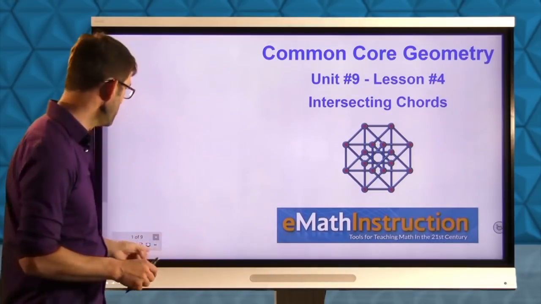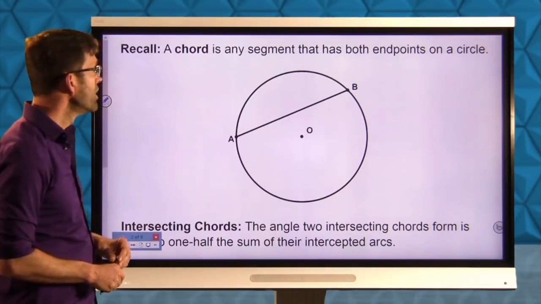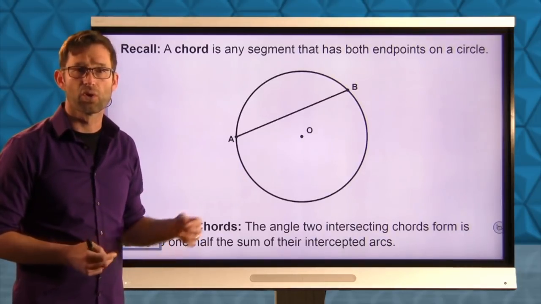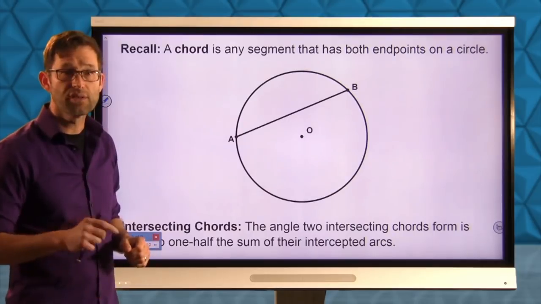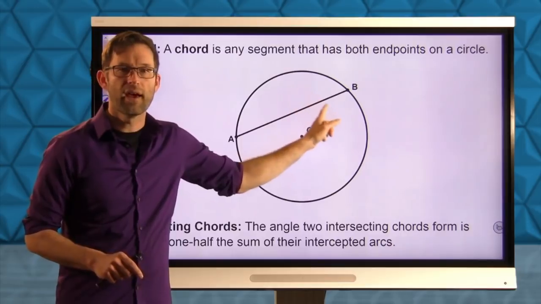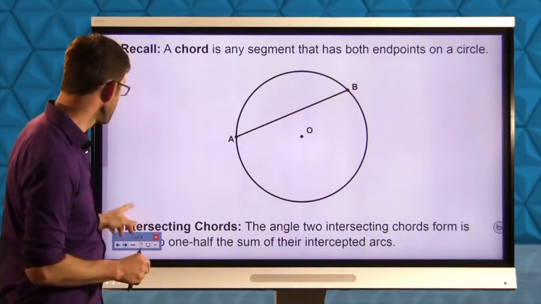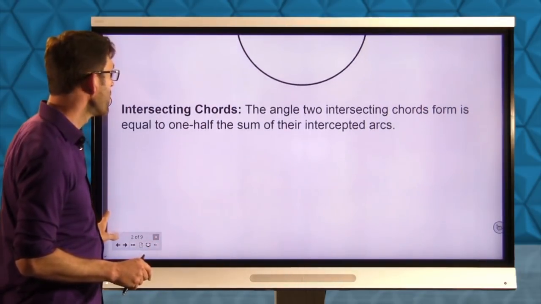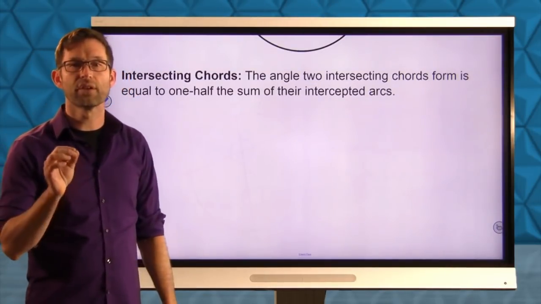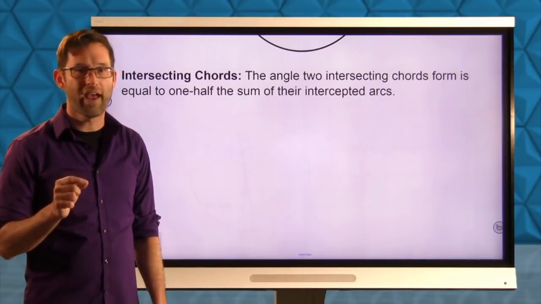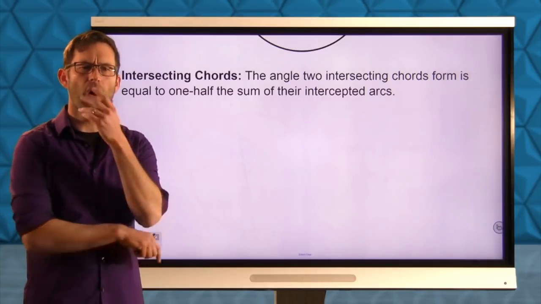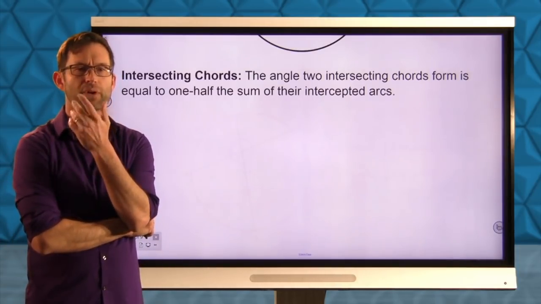So let's jump right into it. All right, so we've already kind of reviewed this. A chord is any segment that has both endpoints on a circle. So AB in this case is a chord. What's remarkable is what happens when we have chord AB and let's say chord CD that intersect, that cross each other. And here it goes. Intersecting chords. The angle two intersecting chords form is equal to 1/2, that looks familiar, 1/2 the sum of their intercepted arcs. Well, a picture would be helpful here.